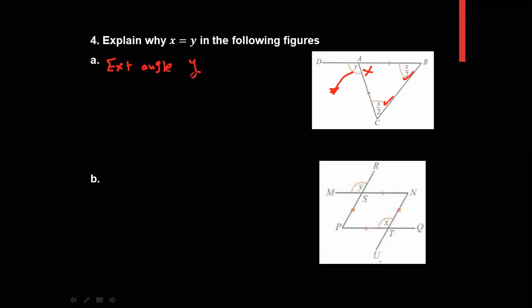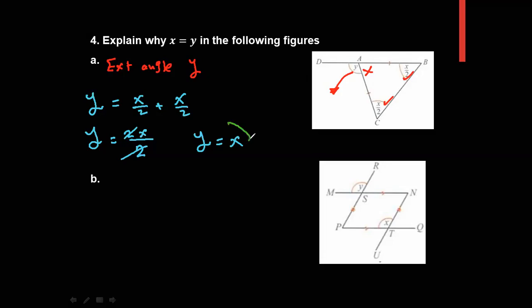Now I have an exterior angle, it's y. By the rule of the exterior angle, y equals the sum of x over 2 and x over 2. We know that they are the same because this is an isosceles triangle. The two base angles are congruent. Now y equals, they have the same denominator, 1 plus 1 equals 2, so 2x over 2, it's x. Finally, y equals x, and that is what is required in this question.